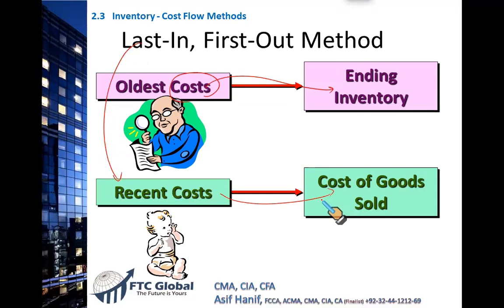This method is totally opposite to the method we have discussed in FIFO cost flow. LIFO is totally opposite. The recent costs go to CGS and your oldest costs go to the ending inventory. Remember, LIFO is not permitted under IFRS. Please remember, the LIFO method is not permitted under IFRS.